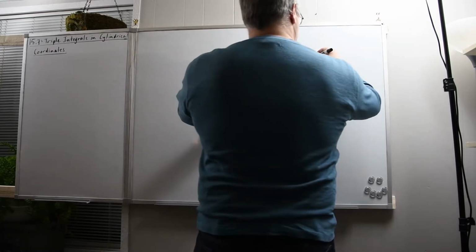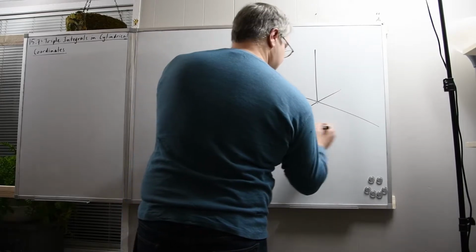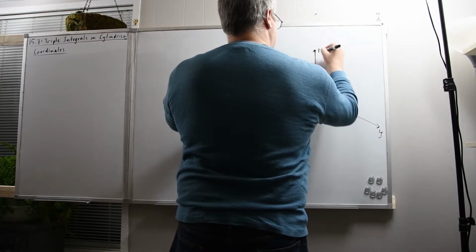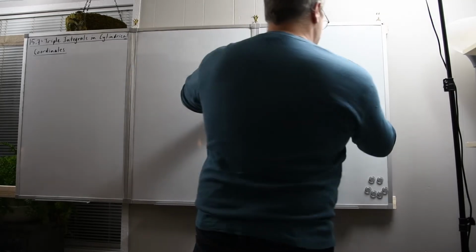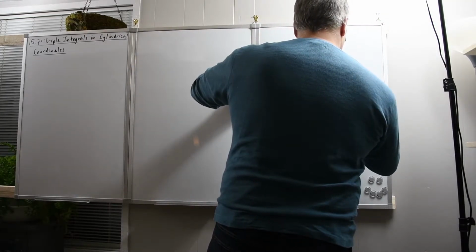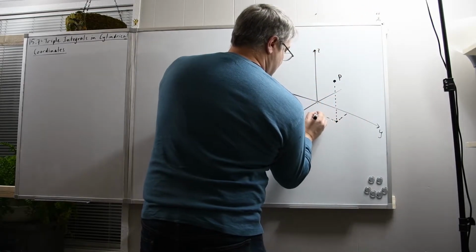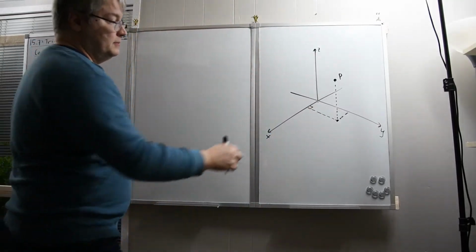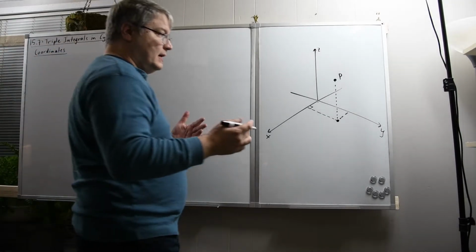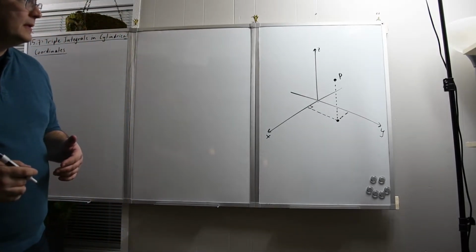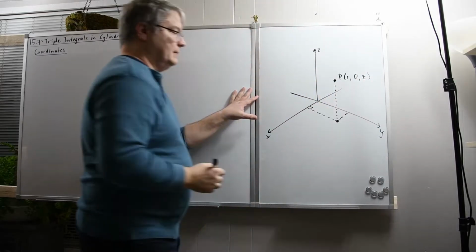Let's say you have a situation like this. You might have a point P somewhere in three-dimensional space. We're going to take a look at what the projection of that point P is in the xy plane. Maybe that projection looks something like this. Now, in rectangular coordinates, this point P has coordinates x, y, and z. But in cylindrical coordinates, it will have coordinates r, theta, and z.